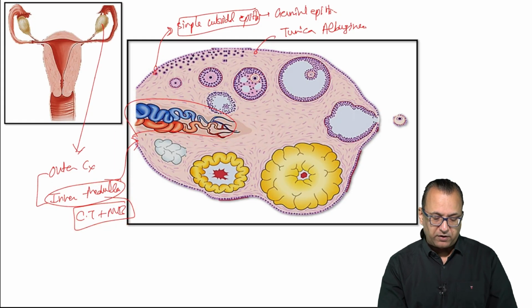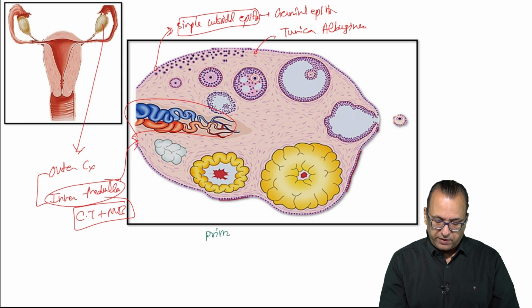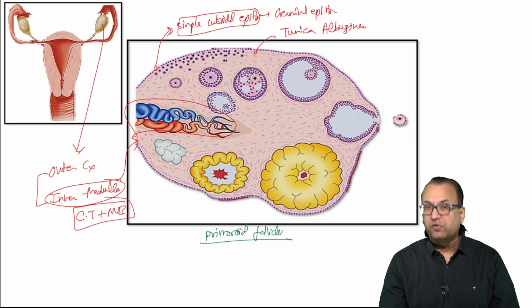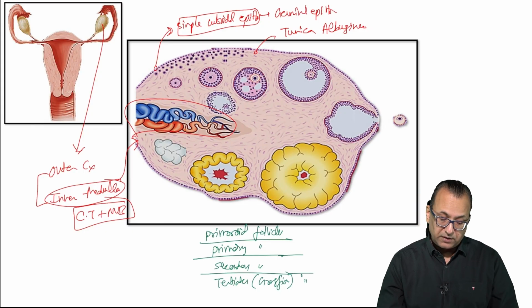In the cortex, peripheral cortex, you will have what are called primordial follicles. Follicles you can remember in a sequence. First there will be primordial follicles which are in the superficial cortex, outermost. Then we will have primary follicle, then secondary follicle, and then the tertiary follicle. Tertiary follicle, which is also called Graafian follicle, and it is the Graafian follicle which will be giving us the secondary oocyte.